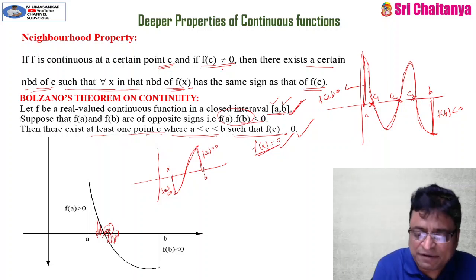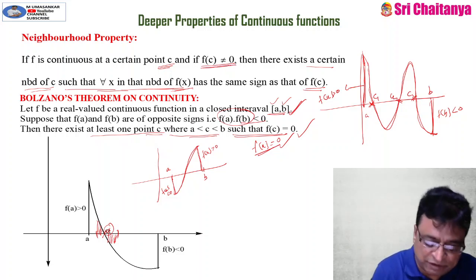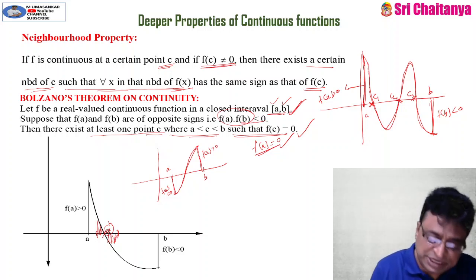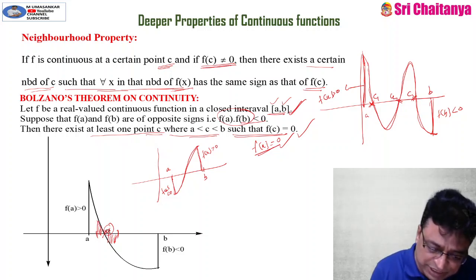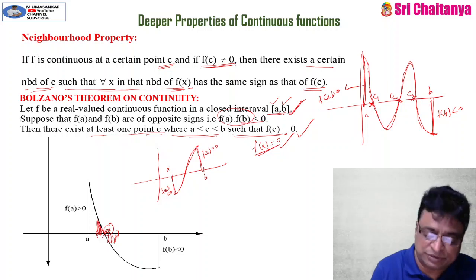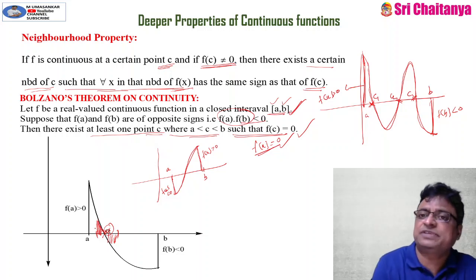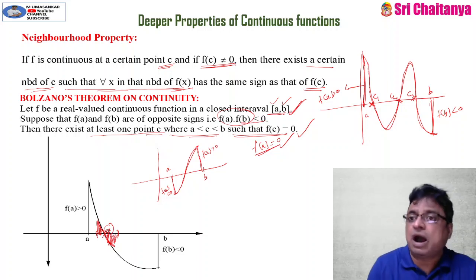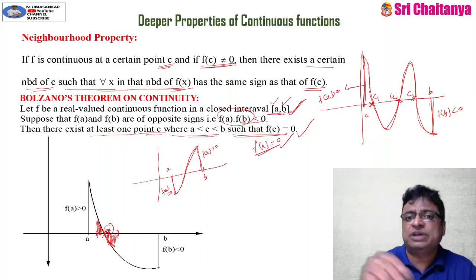See, that's why if f of x is not equal to 0, it means f of c is greater than 0 or less than 0. If f of c is greater than 0, then in this region, from here to here, all the values of f of x are positive, and f of c is also positive. Suppose f of c is less than 0, that means you consider this part, then in this region all the values of f of x are negative, and f of c is also negative.